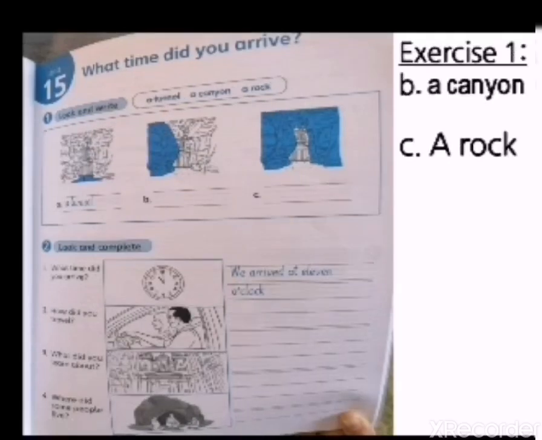Number B, look at this. We have this narrow part between two mountains. This is the canyon. This is the canyon. So B is canyon. And number C is the rock. So, B, a canyon, C, a rock.